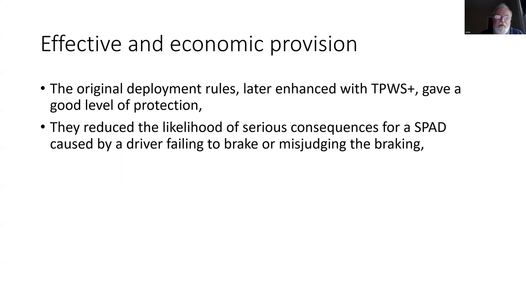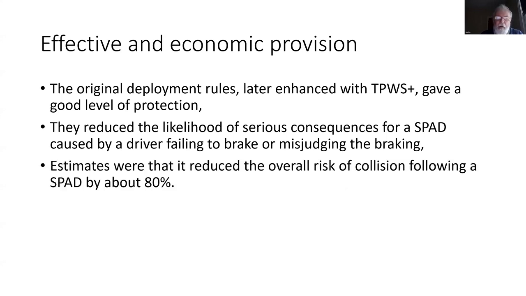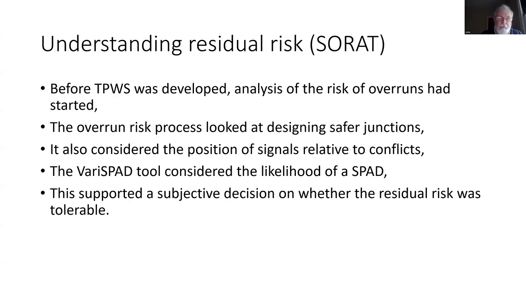And they were aimed at reducing the likelihood of serious consequences for a SPAD caused by a driver failing to brake at all or misjudging the braking. And estimates at the time were that it reduced the overall risk of collision following SPAD by about 80%. And that was a good amount of risk taken out of the industry. And it should be noted that even if a train did SPAD and get to the point of collision, it would be at a much lower speed than if TPWS was not provided.